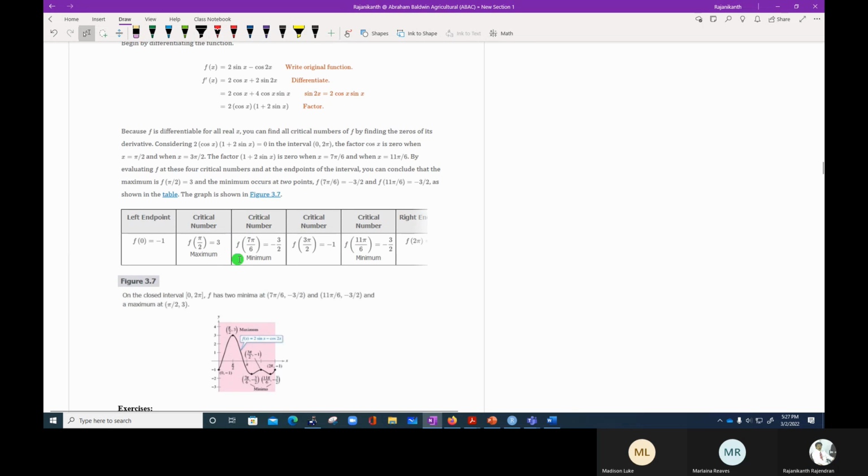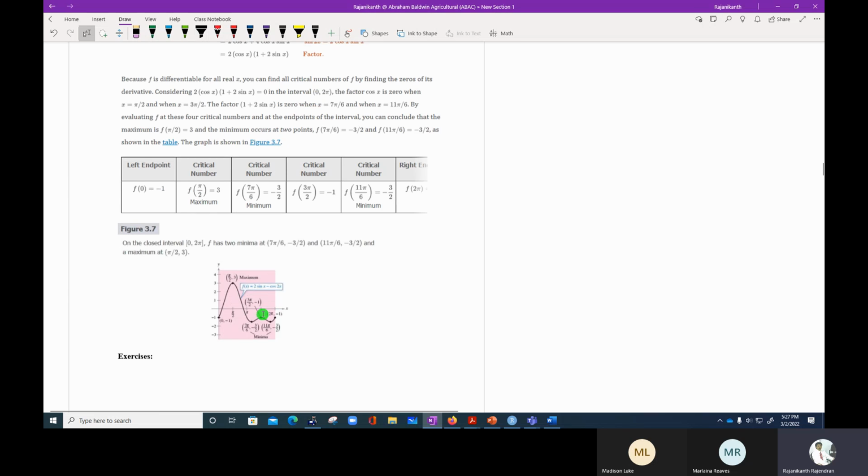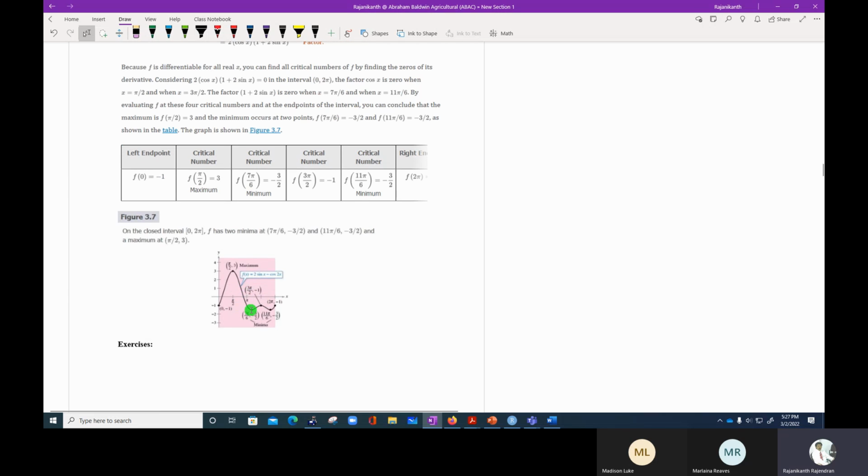These are the possible critical values: pi over 2, 7 pi over 6, 3 pi over 2, and 11 pi over 6. These are the 2 endpoints you see. So you will find the function values and compare the smallest and the highest among these values. Now you see this function has the same minimum value at 2 different x values, right? Look at the picture. Yes, the function has a minimum value here and there.